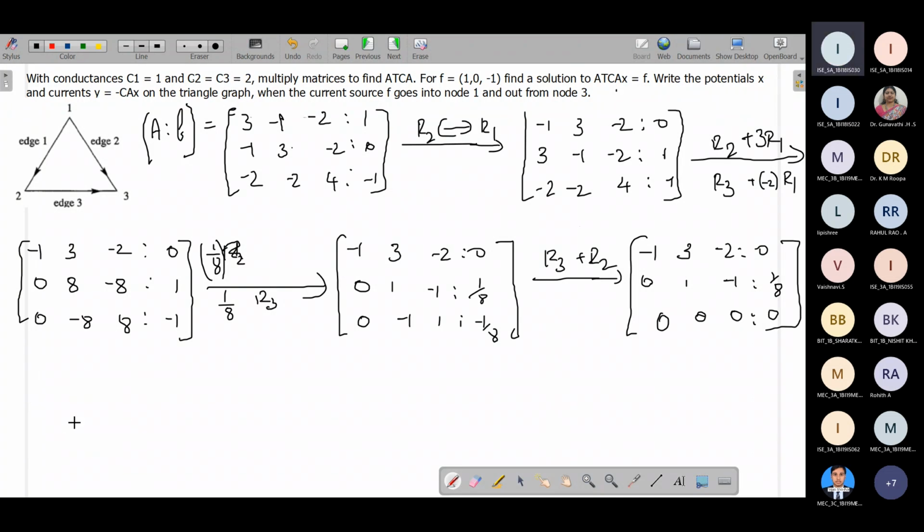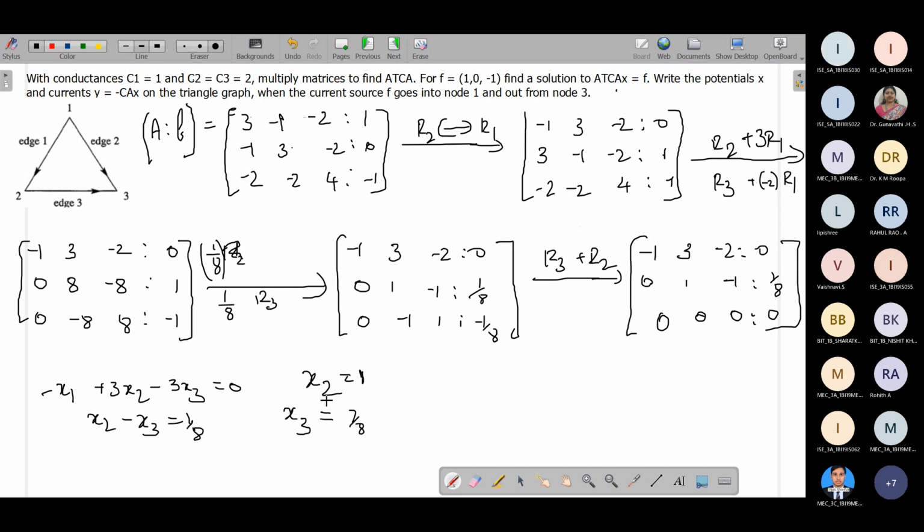Then we can form the equations. It is minus x1 plus 3x2 minus 2x3 is equal to 0. One more equation is x2 minus x3 is equal to 1 by 8. Now here also we'll assume some value. Let x2 be 1. If we substitute x2 as 1 and solve the equations, we will get x3 as 7 by 8. You can solve these equations on your own. Assume x2 as 1, any value you can assume, and just find the values. X3 as 7 by 8, we will get x1 as 5 by 4, and x2 as 1. So these are the node potential values.